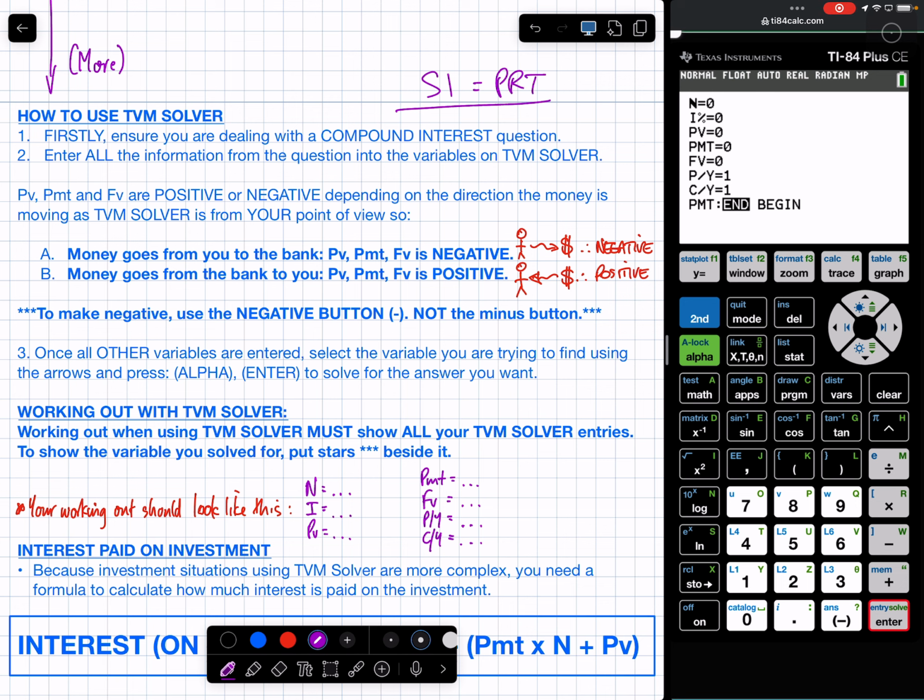What I'm going to try to encourage you to do, as soon as the question says compound interest, you open the calculator and you go TVM Solver, because it's much quicker than using that formula that I showed you last lesson. How do I use TVM Solver? Step 2, enter all the info from the question into the variables that you just noted about. The only trick to that is PV, PMT, and FV. They're positive or negative depending on where the money is going.